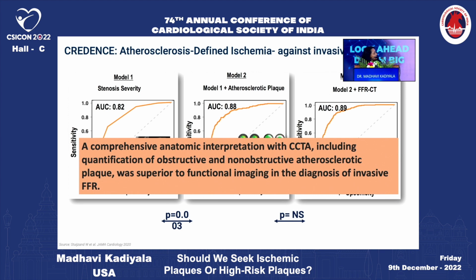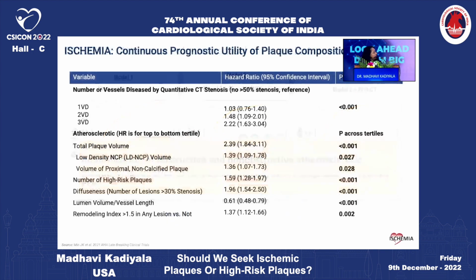So in this study, they concluded that a comprehensive anatomical interpretation with CTA, including quantification of obstructive and non-obstructive atherosclerotic plaque, was superior to functional imaging in the diagnosis of invasive FFR. Now, they also looked at the same variables and looked at the prognostic value from the ischemia study. And you can see that a lot of the plaque characteristics we discussed, including the plaque volume, low density plaque, low diffuseness of the plaque, remodeling index, and number of high-risk plaques, were all significantly associated with a higher hazard risk.